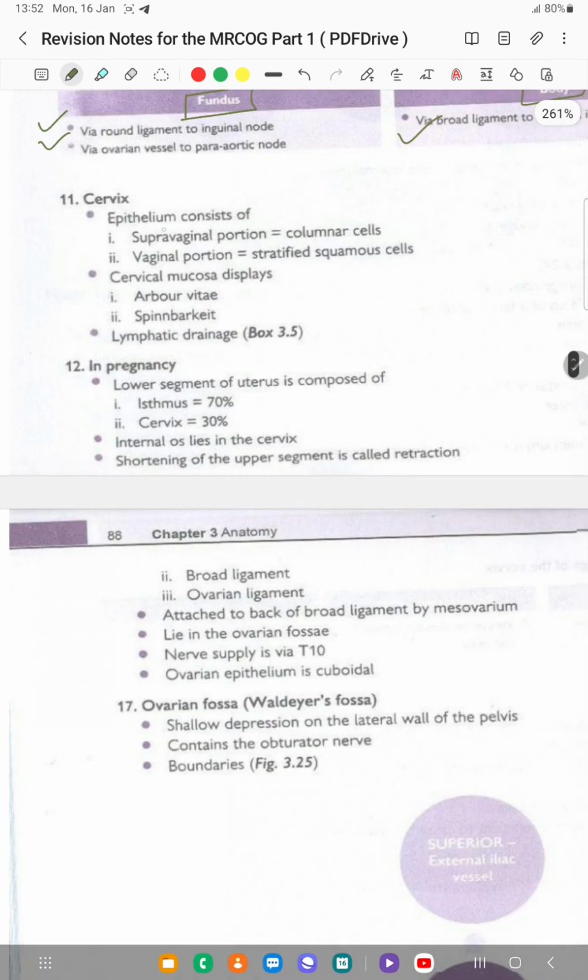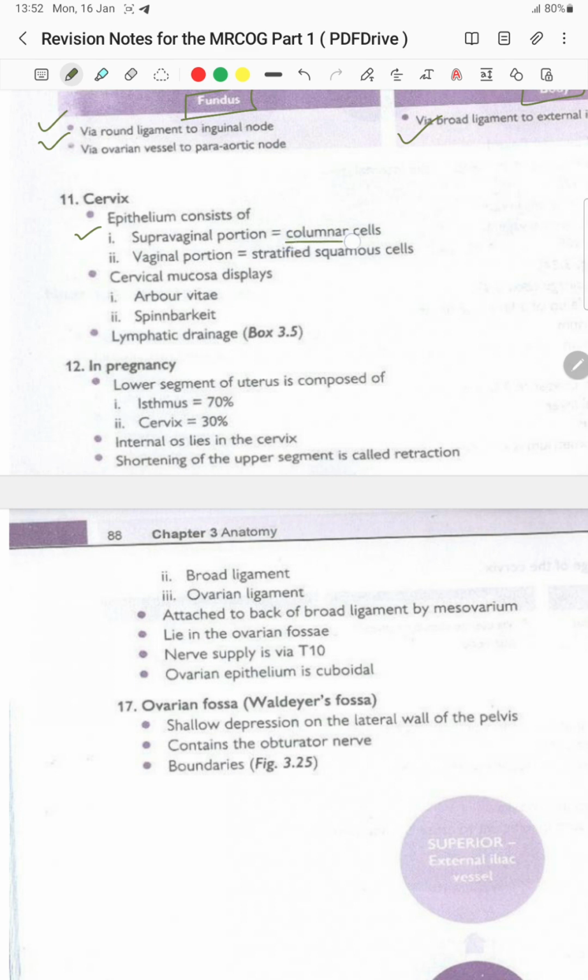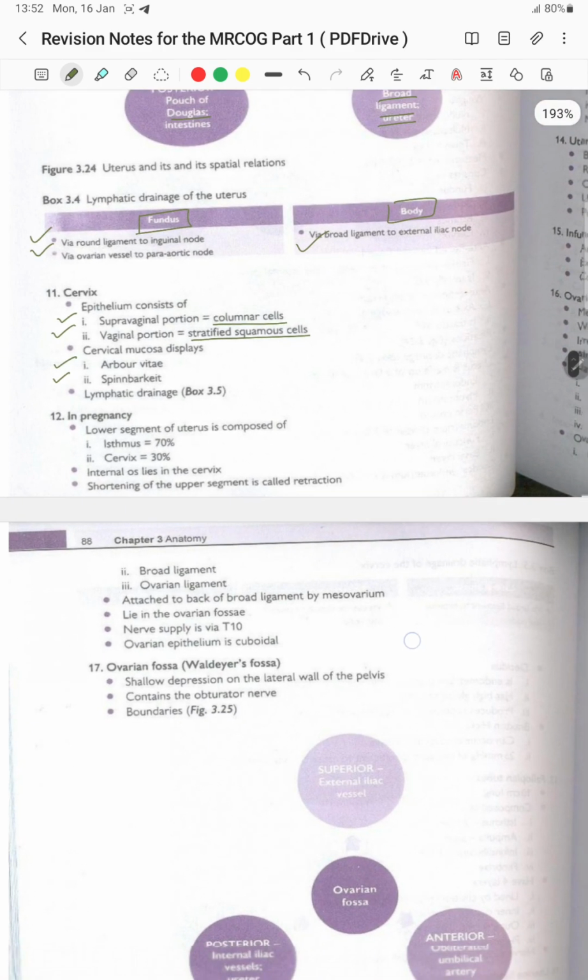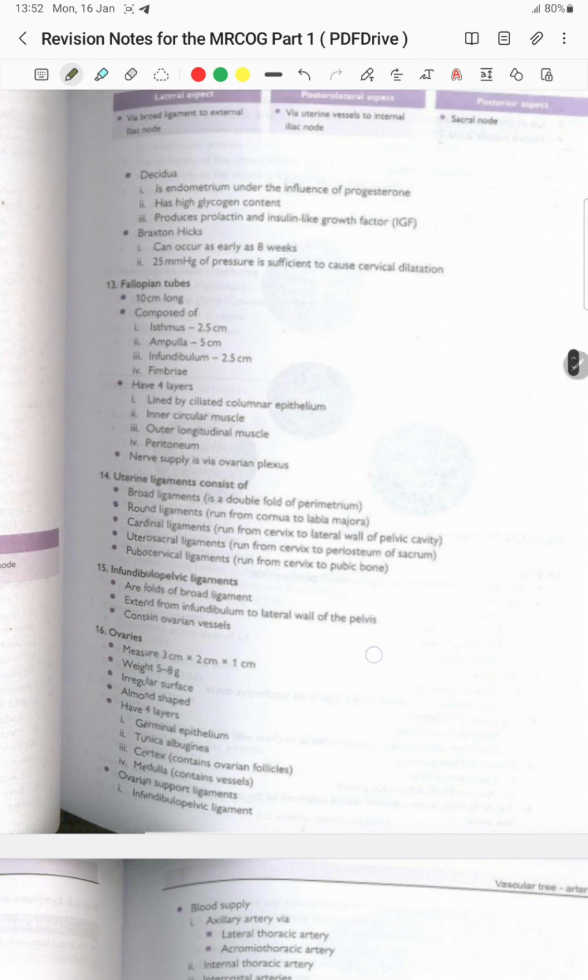Now moving towards the cervix. The epithelium in the supravaginal portion consists of columnar cells, and in the vaginal portion there are stratified squamous cells, and the cervical mucosa displays the plicae palmatae. The lymphatic drainage I'm going to discuss in this box.